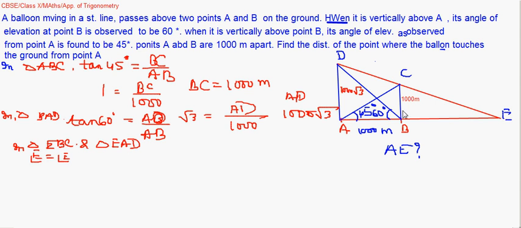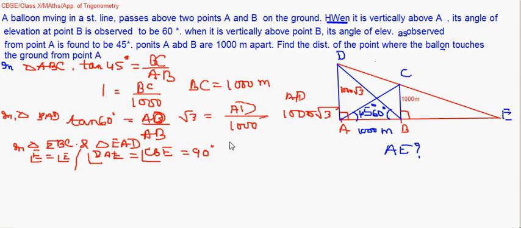Angle DAE and angle CBE will be equal. They both are 90 degrees. This is one equality. So I can write angle DAE equals angle CBE, both being 90 degrees. So by AA similarity, I can say that EBC and EAD are similar.